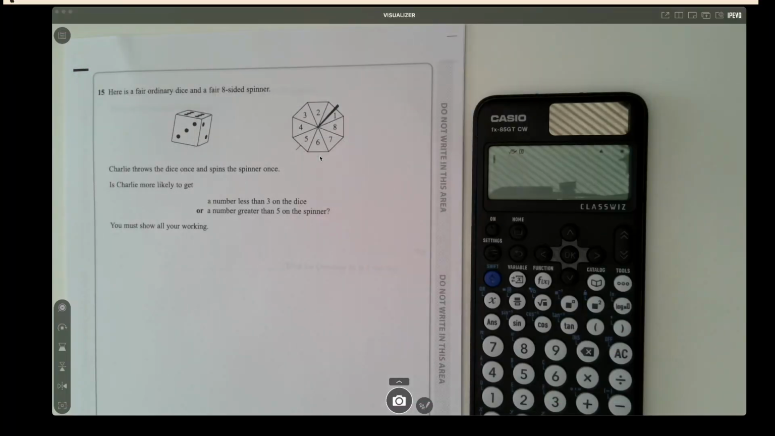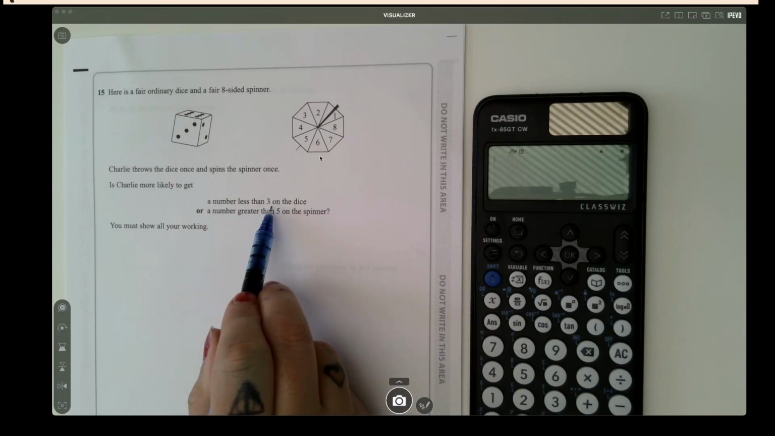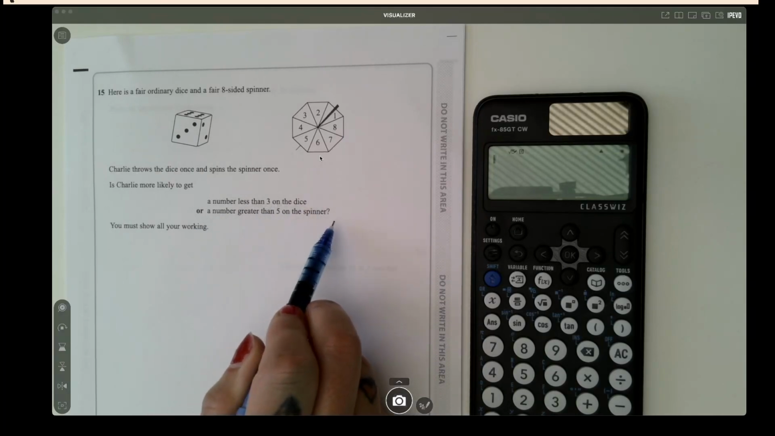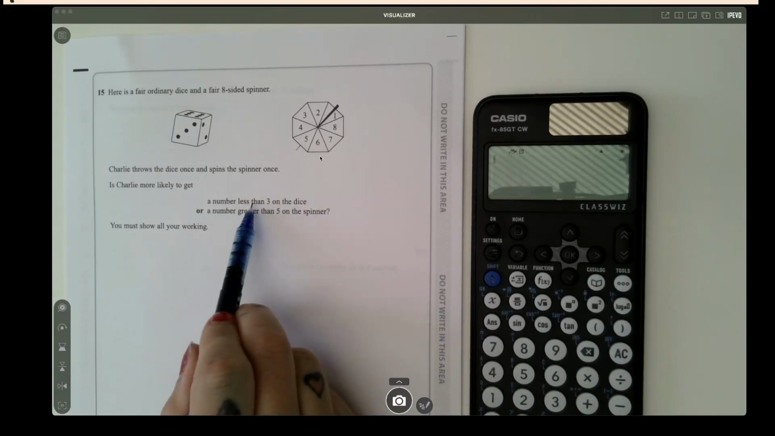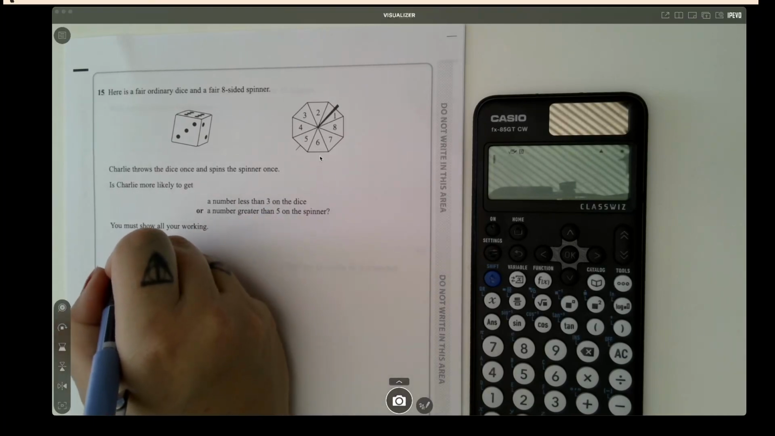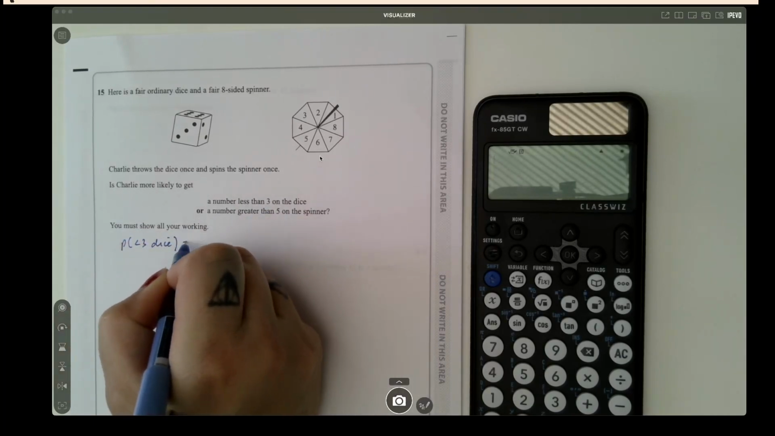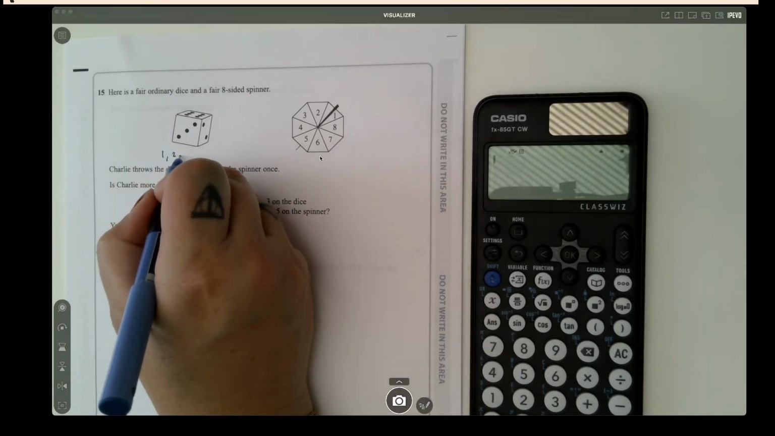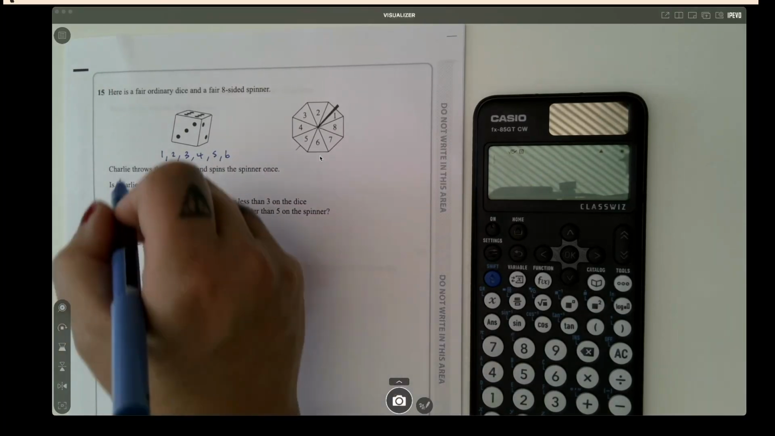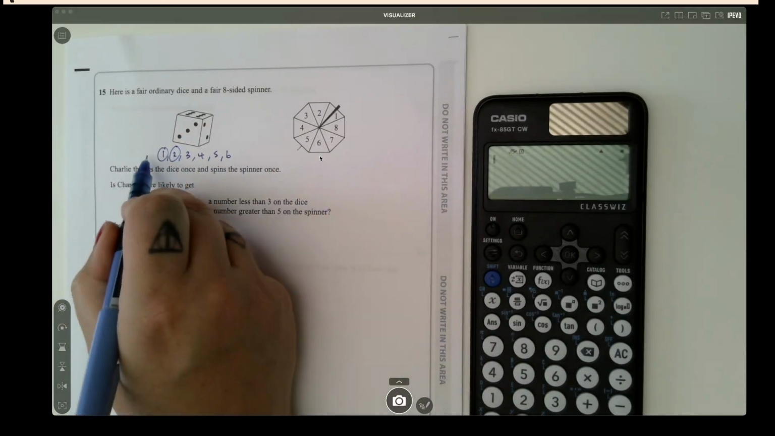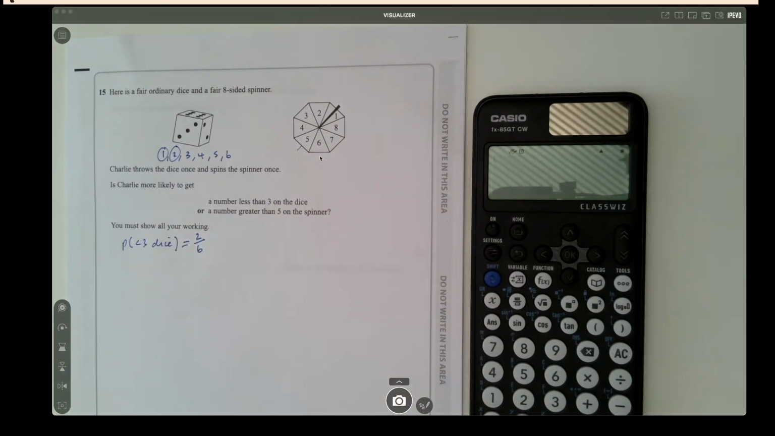Question 15. Here is a fair ordinary dice and a fair 8-sided spinner. Charlie throws the dice once and spins the spinner once. Is Charlie more likely to get a number less than 3 on the dice or a number greater than 5 on the spinner? You must show all of your working out. So let's find the probability of a number less than 3 on the dice. We have the options 1, 2, 3, 4, 5 and 6 when we roll a dice. We want options less than 3. So there are 2 out of 6 options less than 3.